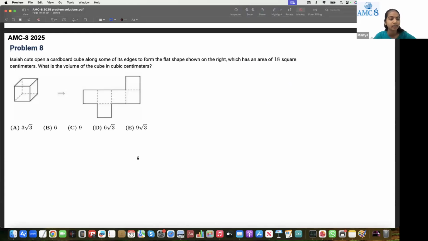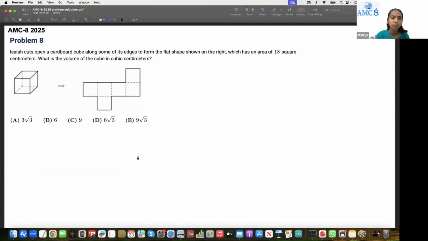Problem number 8. Isaiah cuts open a cardboard cube along some of its edges to form the flat shape shown on the right, which has an area of 18 square centimeters. What is the volume of the cube in cubic centimeters?